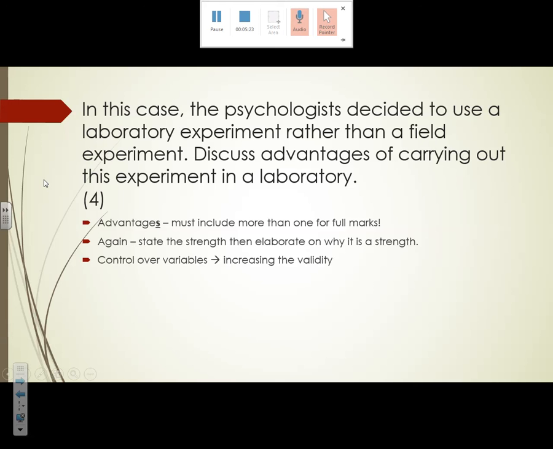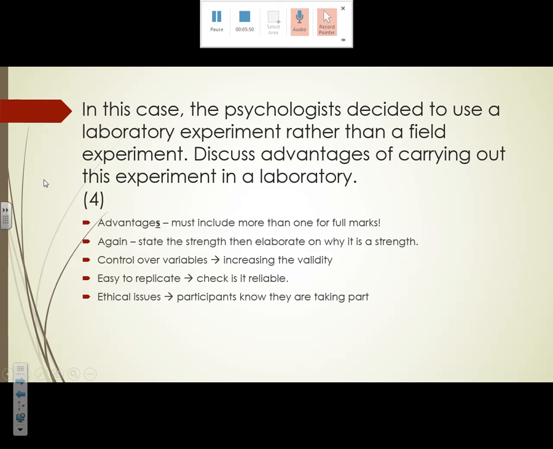So things you could have talked about, a strength is that it's controlled over variables. This is a strength because it allows us to reduce extraneous variables, increasing our confidence in cause and effect, and therefore increasing the internal validity. Another strength is it's easy to replicate, and therefore we can check if it is reliable by looking at the results and seeing if we get similar results. And then ethical issues, participants. So this is one we haven't covered, but it is one that you could talk about. So a strength is that if it's in a lab, then it reduces ethical issues.